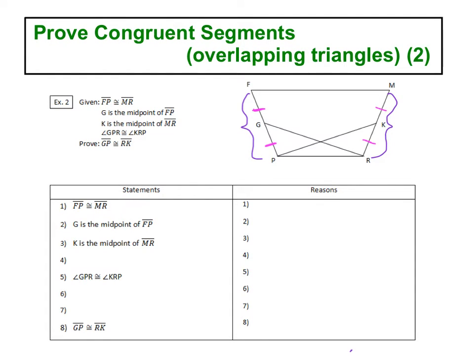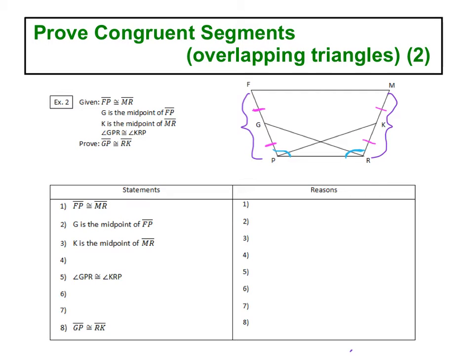Alright, then we also are told that angle GPR is congruent to angle KRP. So GPR, here's G to P to R, so it's this bigger angle right there. So I'm going to go ahead and mark that. That bigger angle is congruent to angle KRP, which is this bigger angle right there. Okay, and then we want to prove that GP is congruent to RK.